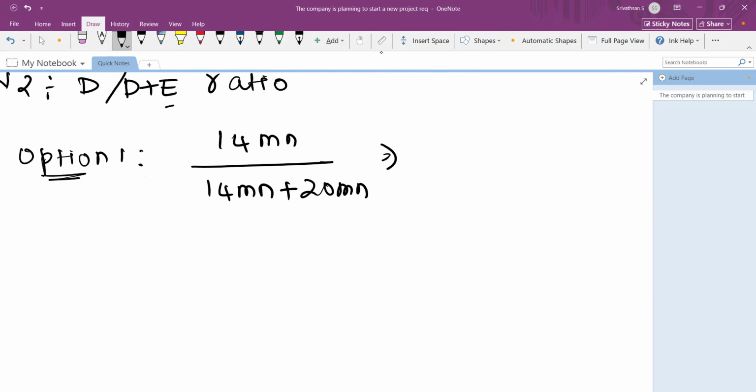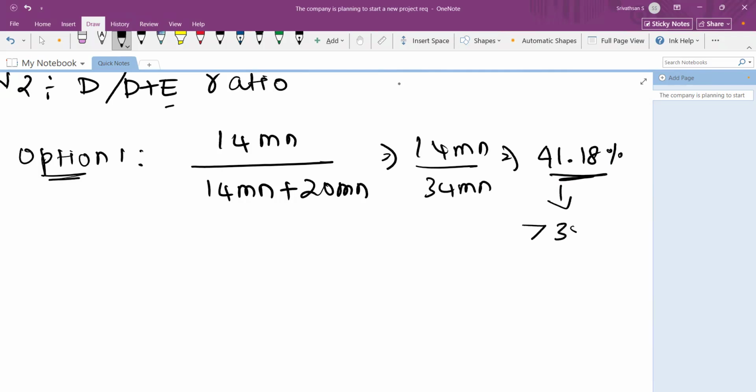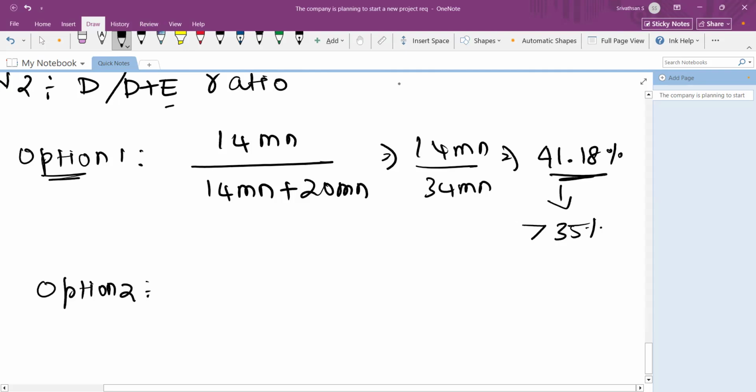So what is the debt to equity ratio under financial plan 1? 14 million divided by 34 million we get 41.18 percentage. So this 41.18 percentage is greater than 35 percentage. So if the company is going with option one, the P/E ratio of the company will come down from 10 times to 8 times, and the company will be able to borrow the additional capital at 14 percentage interest and not at 12 percentage interest.